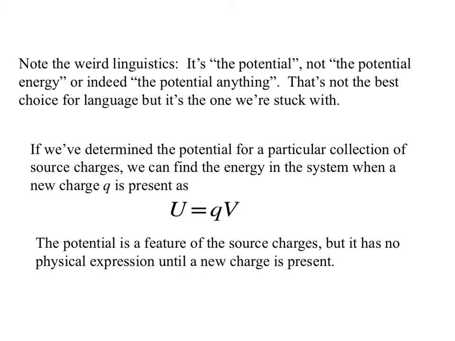All right, if we've determined the potential for a particular collection of source charges, we can then find the energy in the system when a new charge Q is present by saying U equals Q times V. The potential is a feature of the source charges, but has no physical expression until a new charge is present. This is sort of like saying that the potential energy, gravitationally, is the mass times something. Now we know that the something is really g h, and so this is the gravitational potential.